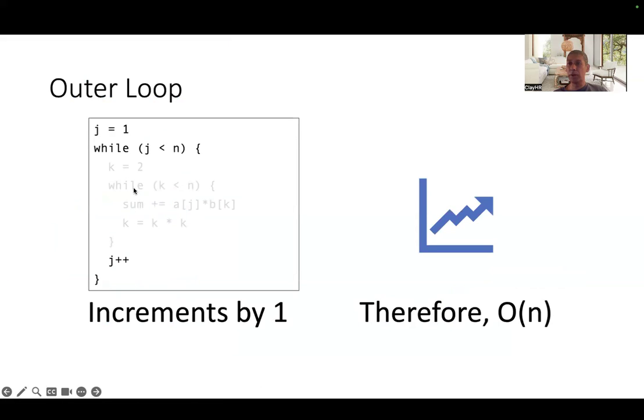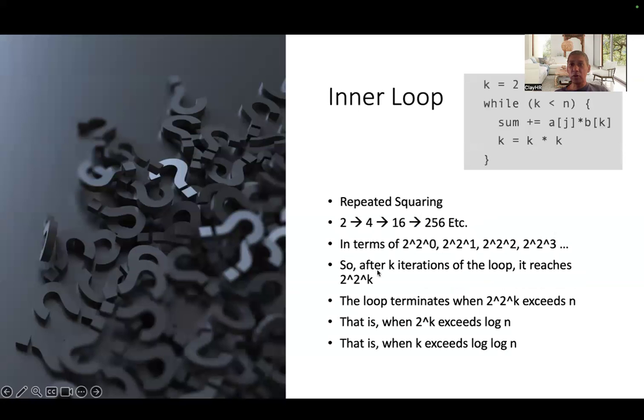For the outer loop, that means we ignore everything inside. We just worry about the outer loop here. It says j is equal to 1, while j is less than n, and it just does a j increment by 1. Therefore, this is a simple loop which takes order n time because it will take n units of time to run. We'll start from 1 and go all the way to n. Okay, so let's go to the inner loop.